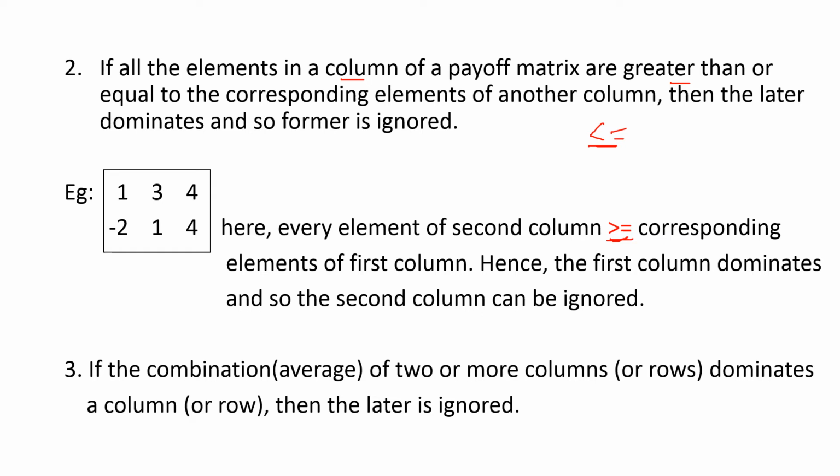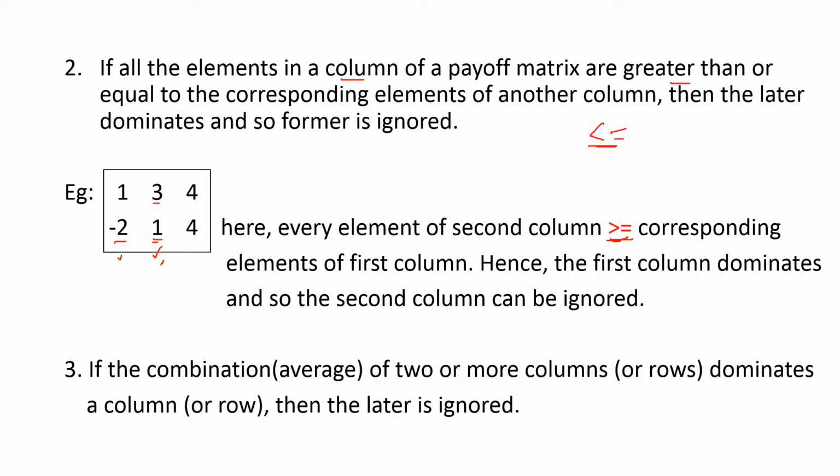So consider this example. Here every element of the second column is greater than or equal to the corresponding elements of the first column. That is, 3 is greater than 1, and 1 is greater than -2. Hence, the first column dominates and so the second column can be ignored. This is dominating and this is to be ignored.